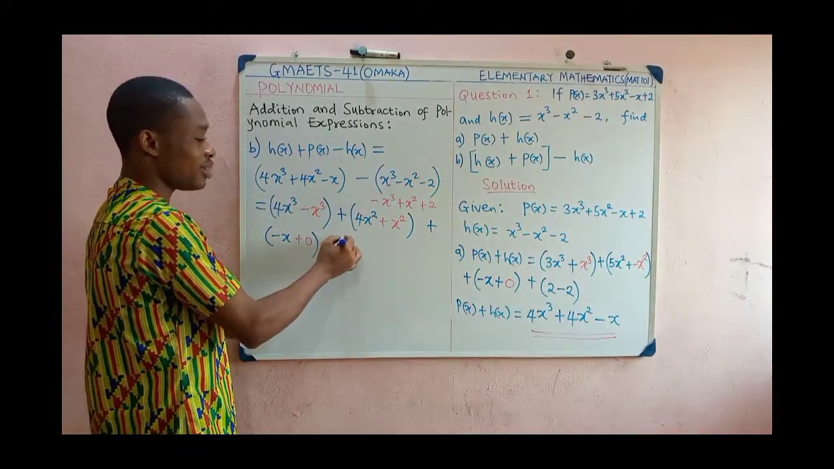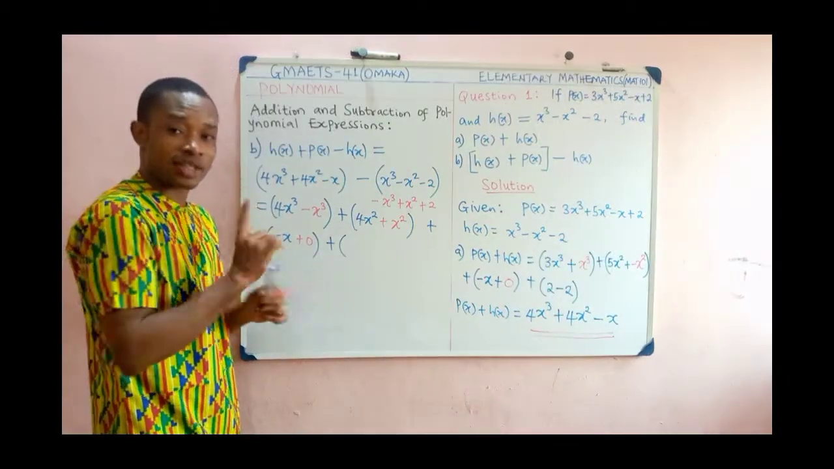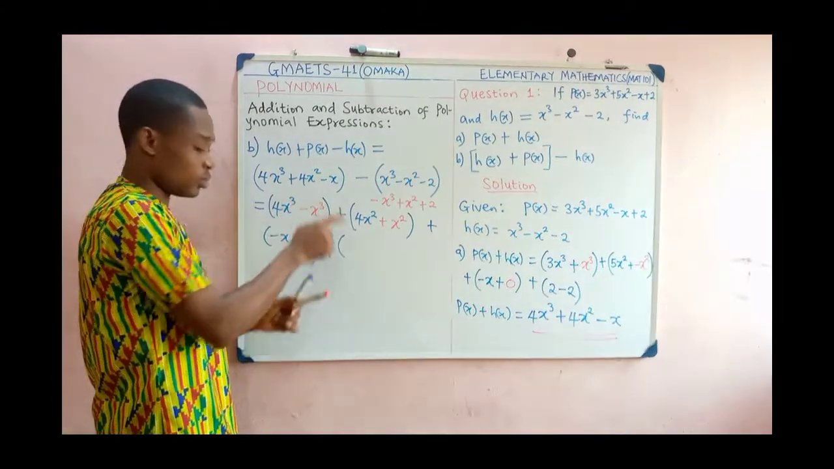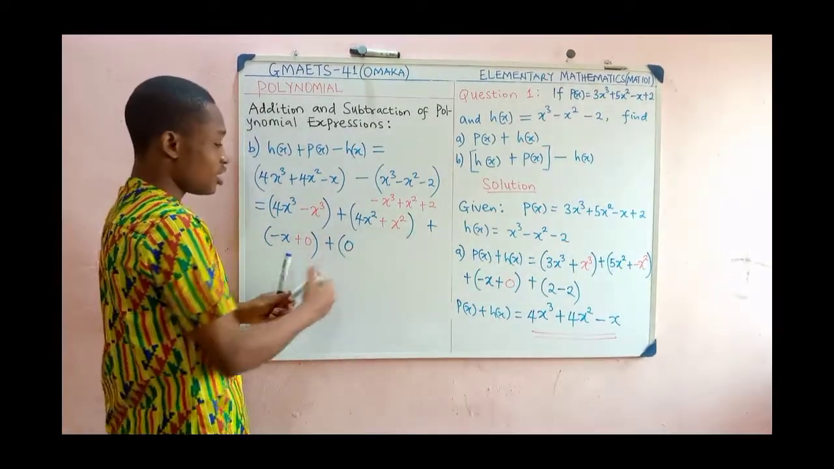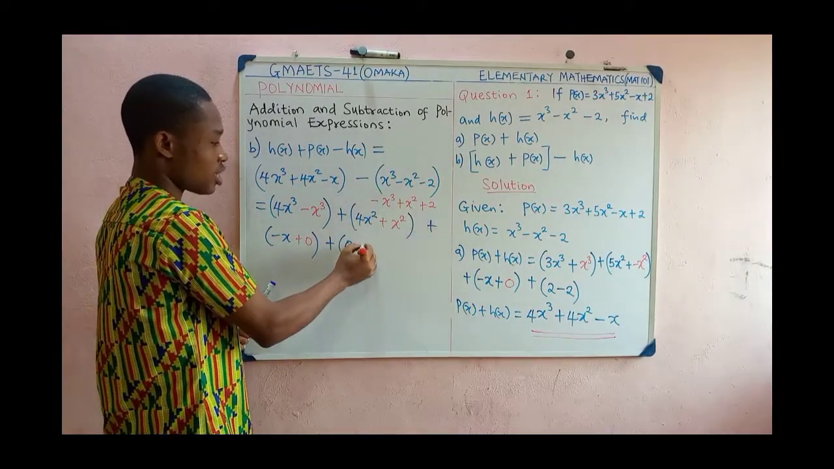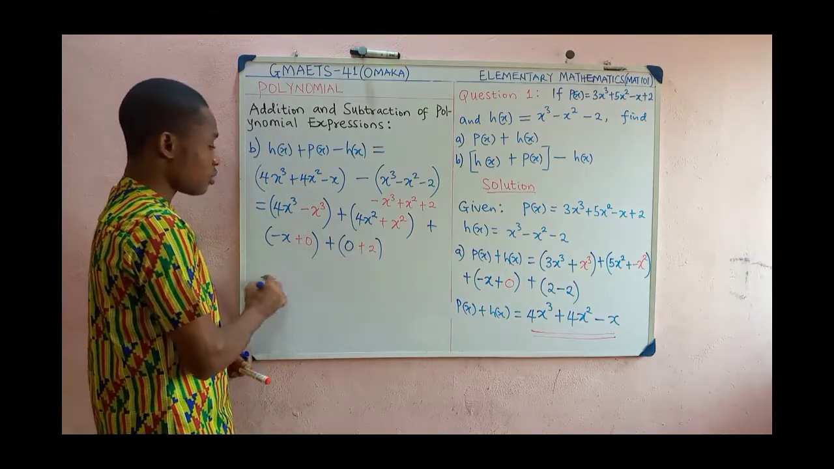Then plus, lastly, we look at terms that do not bear x at all, which is the constant term. Here, is there any constant term? No. So you're going to write 0. Then you come over here, is there any constant term in this h of x here? That's going to be plus 2. Now we are done, we can now simplify.